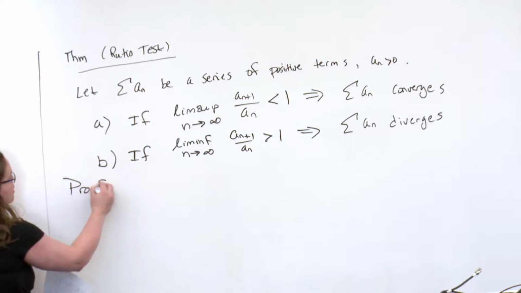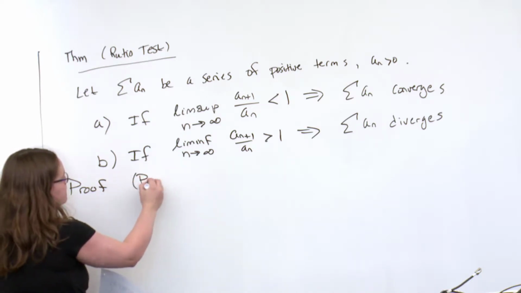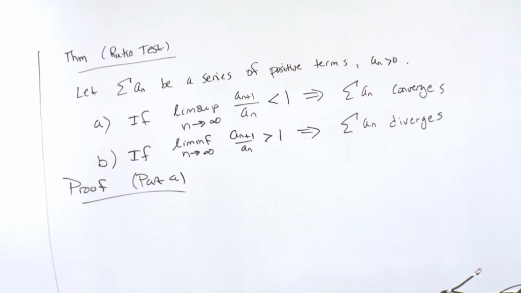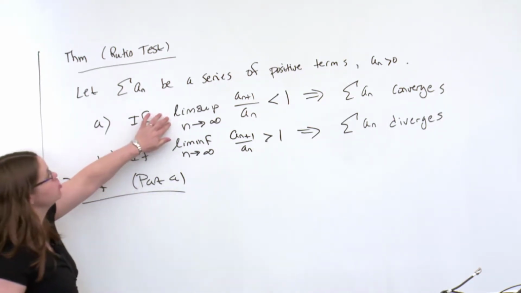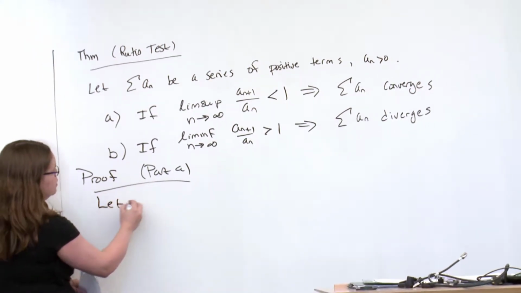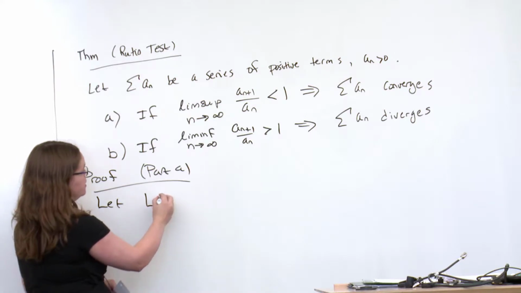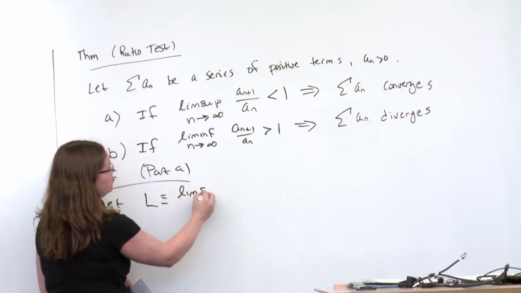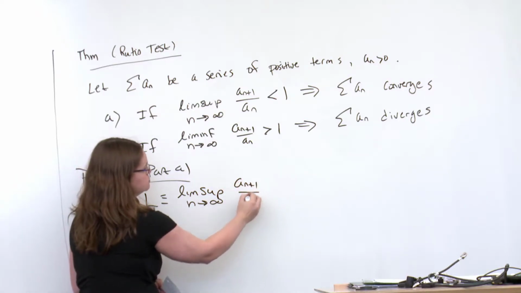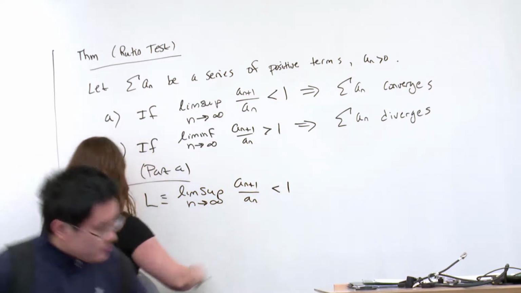Okay, so let's prove at least part of it. The other part of the proof is not going to be so different. Okay, so we're going to start by assuming this is true. We have this limit superior, and it's less than 1. So let's define L to be the limit superior of this thing. And we are just going to suppose it's less than 1.